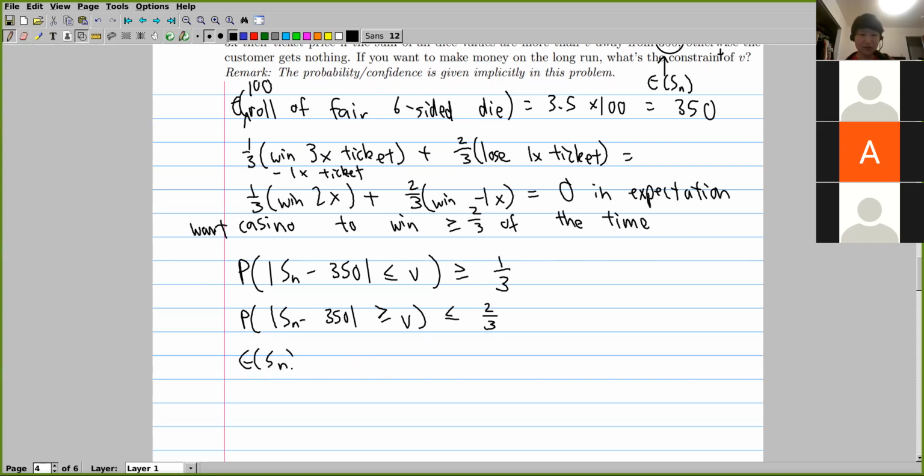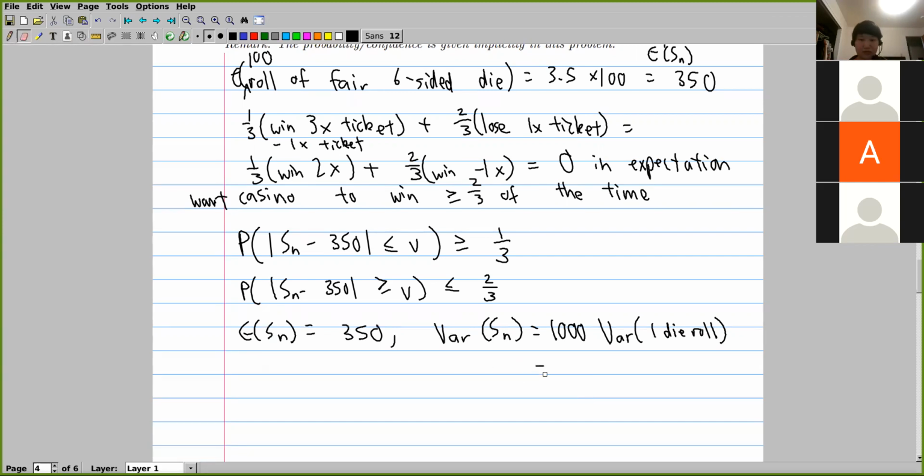Let's first figure out all the pieces. So the expectation is 350. What would the variance be? That'd be 1000 times the variance of one dice roll. You can bash out the E of X squared minus E of X squared thing, but what I have down is that the variance is 35/12. This is a relatively small calculation, so I wouldn't worry too much about it.